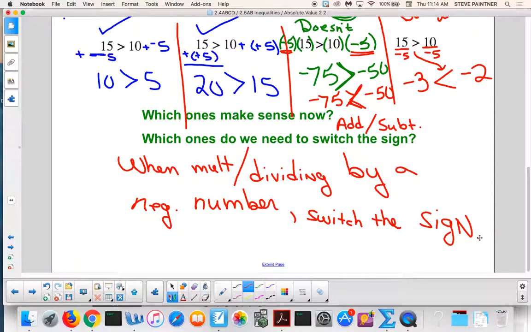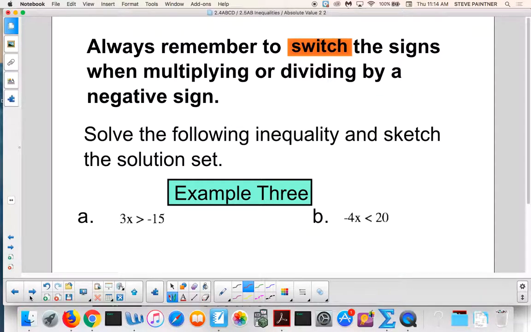I'm going to give you about 10 more seconds. Get a copy. This is the number one thing you have to get out of this lesson right here. When do I switch and when do I not switch? Only switch when dividing or multiplying by a negative number. Okay, here we go. The next slide says, here I wrote it to you anyways. Always remember to switch the signs when multiplying or dividing by a negative sign or number.